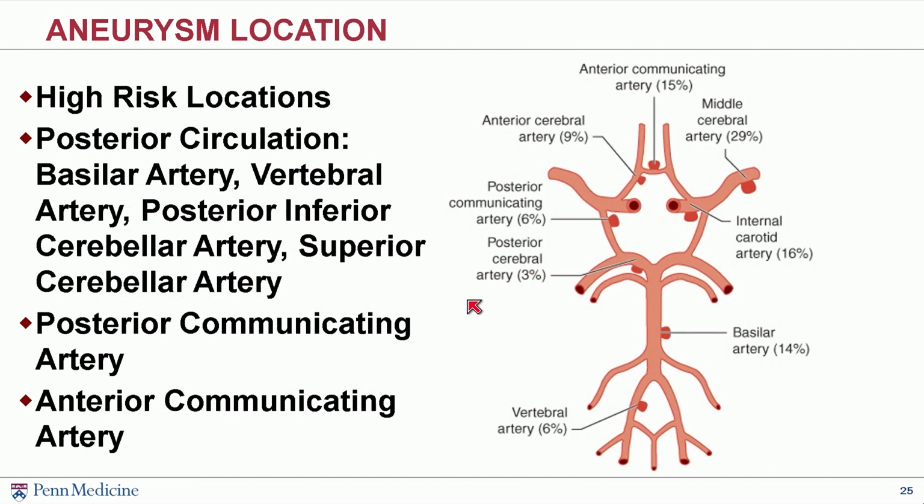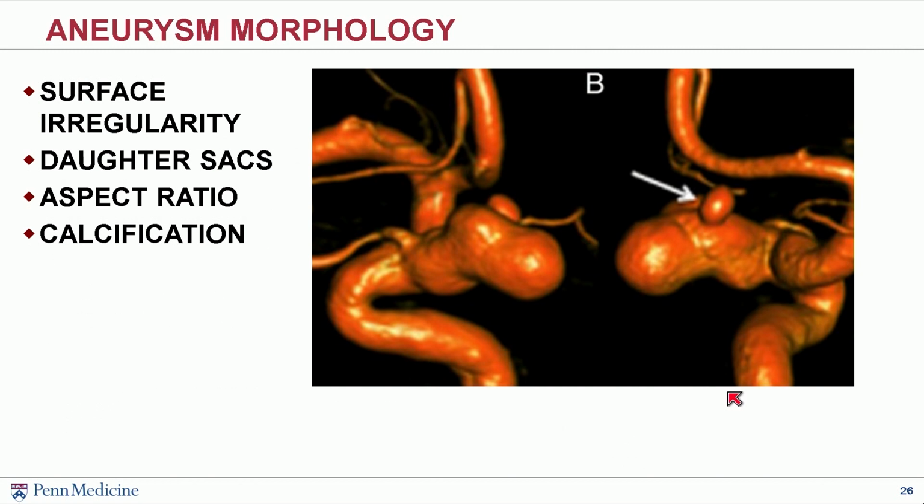Aneurysm location, like we mentioned before, matters. The aneurysms in the anterior communicating artery, the posterior communicating artery, and the posterior circulation are high risk, which is important to consider. The aneurysm morphology is important. We'll spend a few seconds on this.